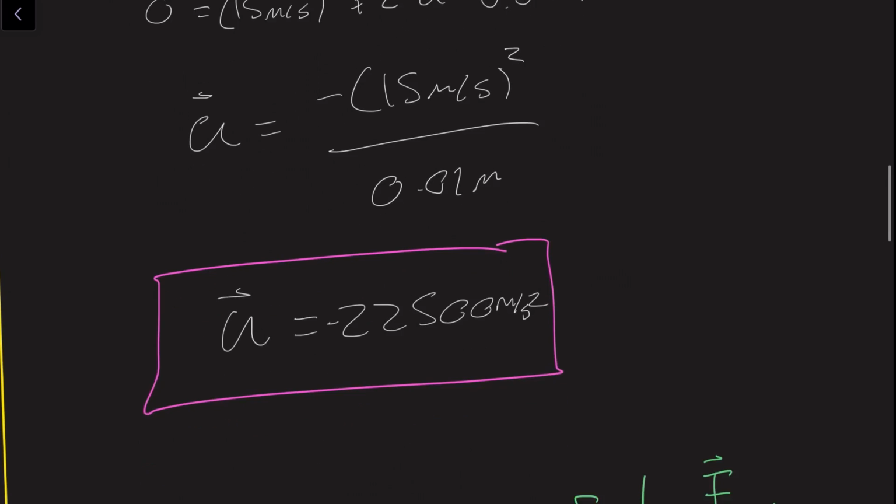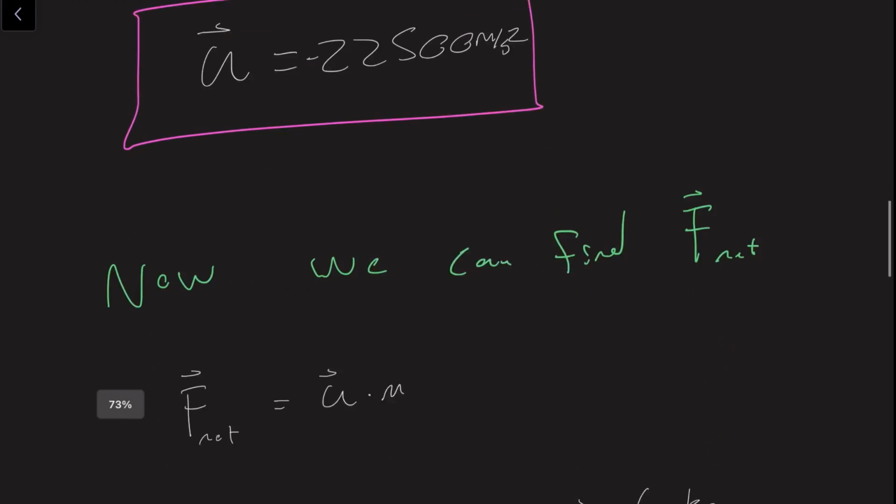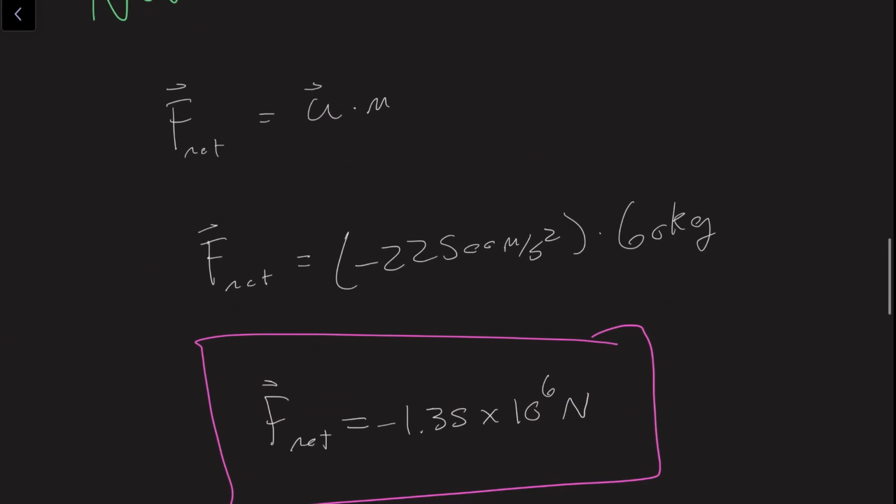Going through it, we get negative 22,500 meters a second squared, and as you can already guess, that's going to equate to a much, much higher force than the other one. So now we can find the F net. Doing that, we get that F net is equal to about negative 1.35 times 10 to the 6 newtons, which is a lot of newtons. It is a lot of newtons.